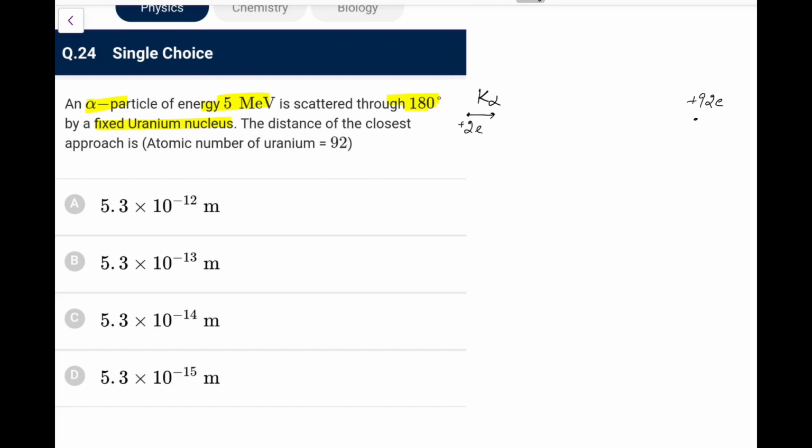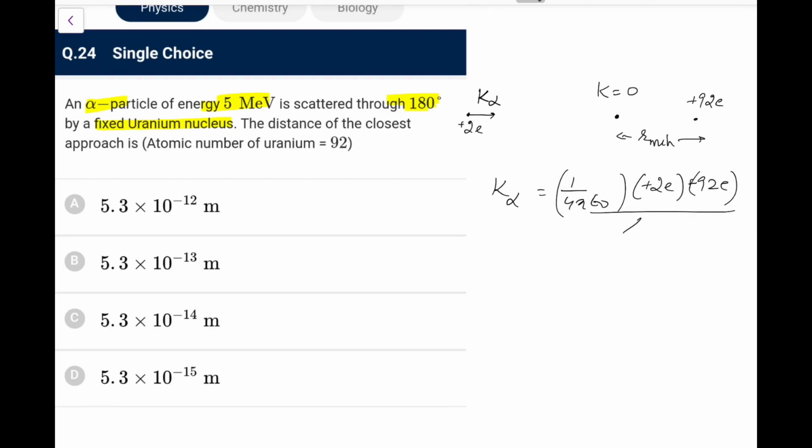As it comes closer, because of repulsion, potential energy increases and kinetic energy decreases, and let's say at the distance of closest approach its kinetic energy becomes 0 for head-on collision. And if this becomes 0, we can say loss in kinetic energy is K alpha, that is gain in potential energy. Initially it was very far, so it was 0. Finally we can write it as 1 upon 4 pi epsilon naught q1 q2, that is plus 2e into plus 92e upon this r minimum.